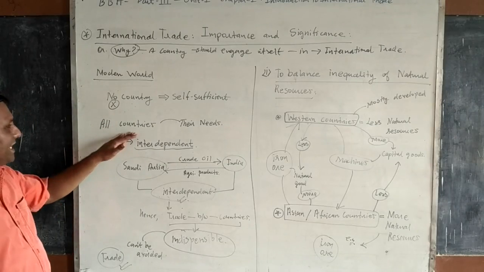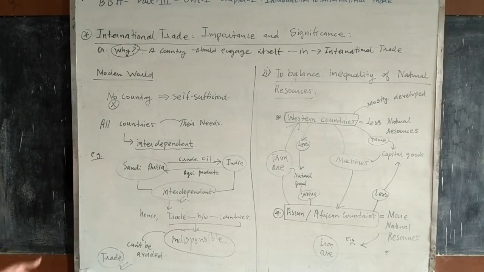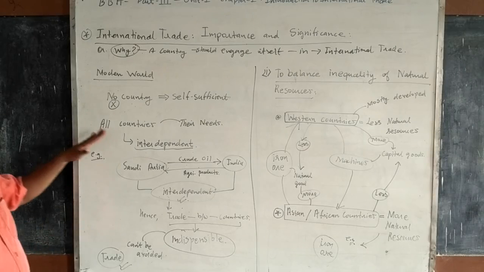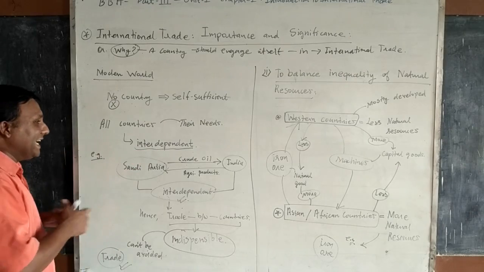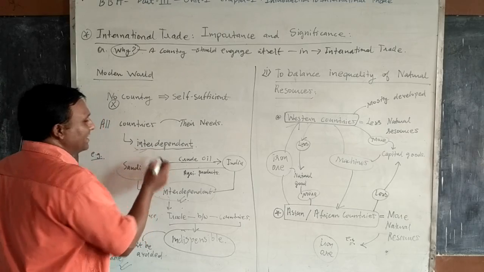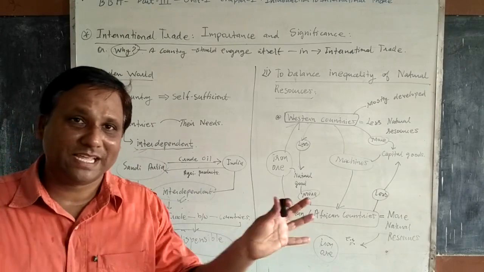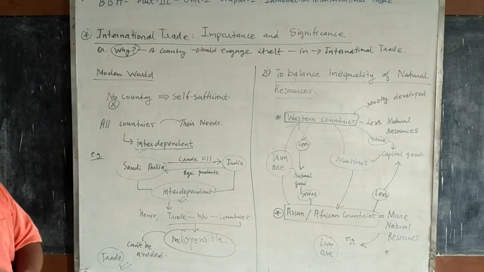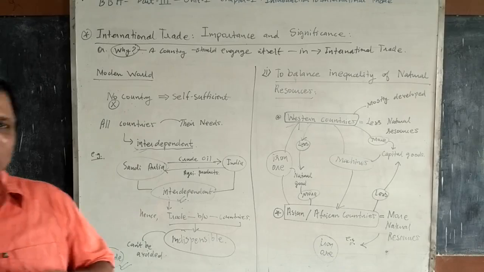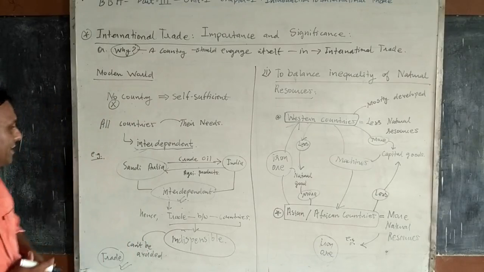Almost all the countries have their own diverse needs and demands, and because of these diverse needs and demands, all the countries are interdependent, dependent on each other. No country is self-dependent. One country is, in some way, to a large extent or a lesser extent, dependent on other countries.